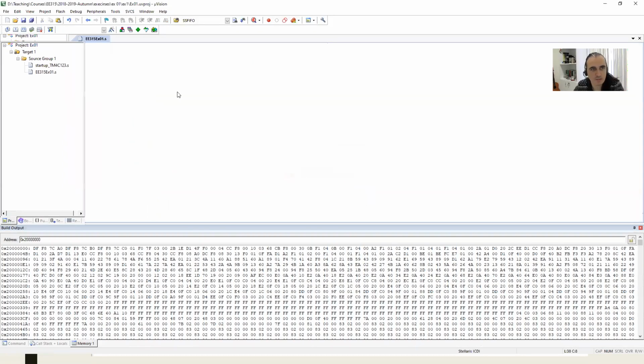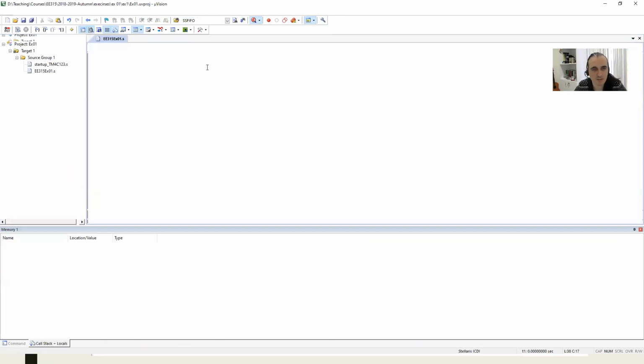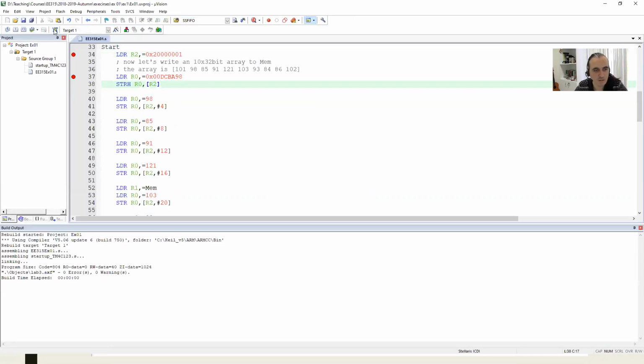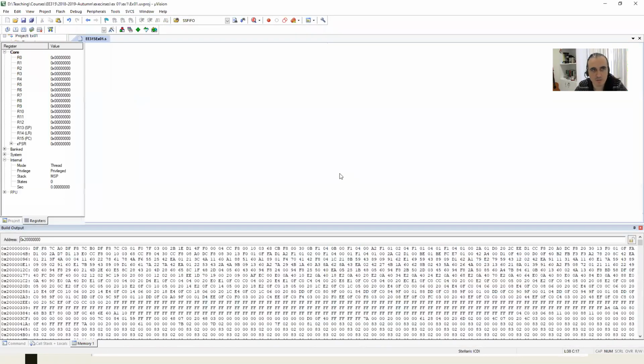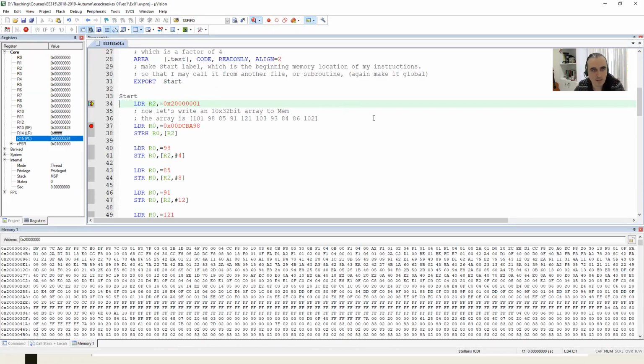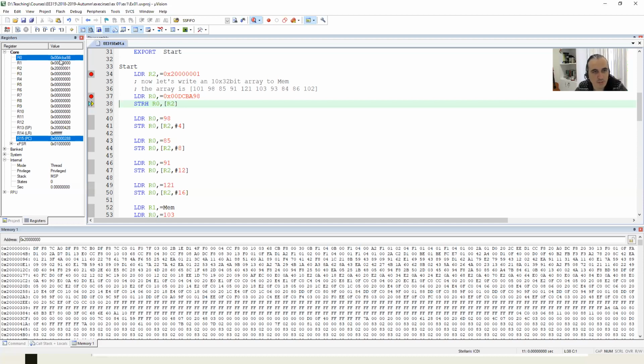This is the same example, so let's change some things in it. I'm going to use another memory location. So I'm writing to that part of the memory. R2 is this value and R0 is this value. Now I'm calling this. What is going to happen?